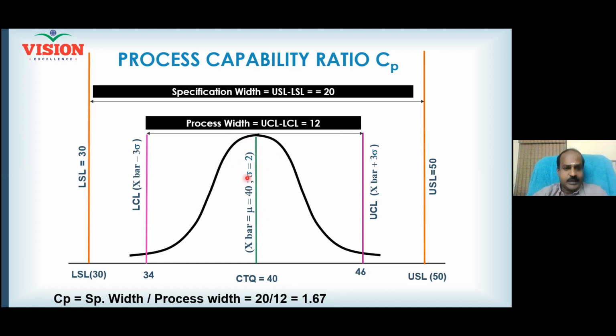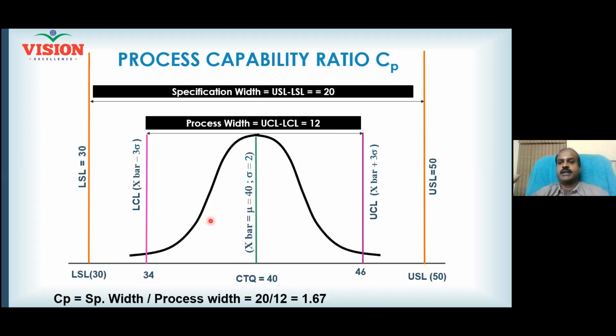Let us assume the calculated standard deviation is equal to 2. What does it tell you? When sigma is 2, you can immediately locate the control limit. What will be the distance of the control limit? 3 sigma from the center. Sigma equal to 2, so 3 sigma will be 6. 6 plus center, center value is how much? 40. 46. 46 is your upper control limit. 34 is your lower control limit.